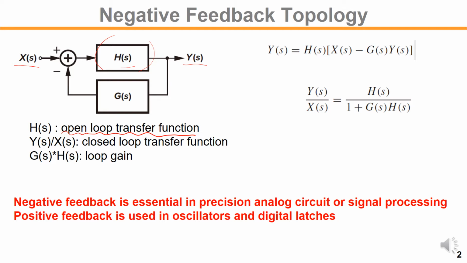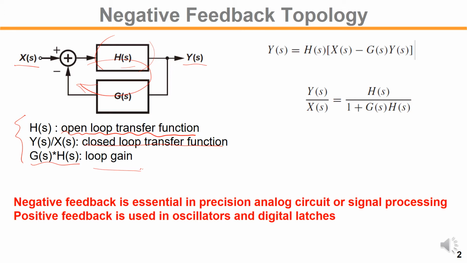Now Y over X is the closed loop transfer function, and the gain around inside this loop, G times H, is called the loop gain. So you have to be familiar with all the terms we are talking about here.